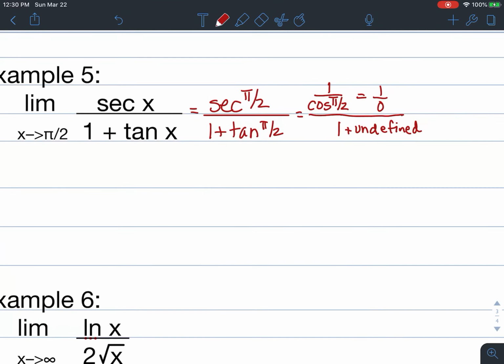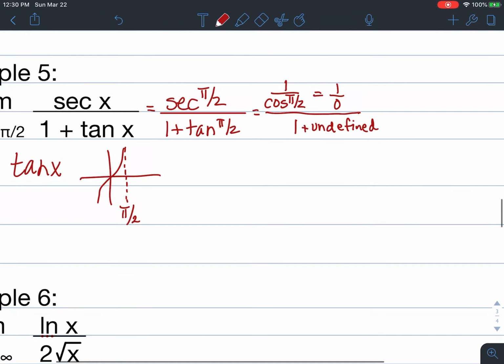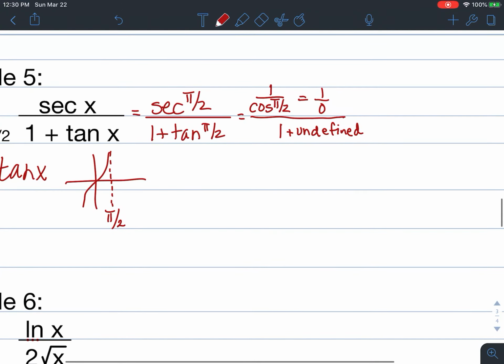Okay, but as the tangent function approaches pi over 2, what it does is it goes to infinity, because the tangent function, just as a reminder, looks like this. And there's an asymptote here at pi over 2.